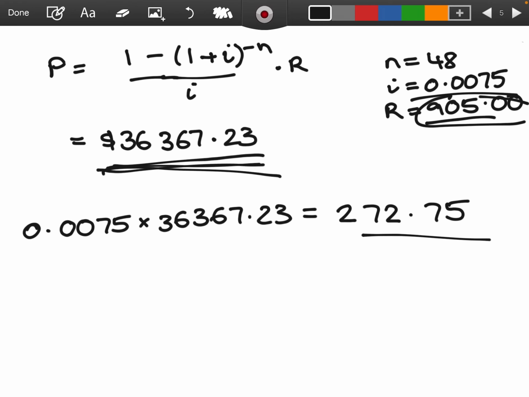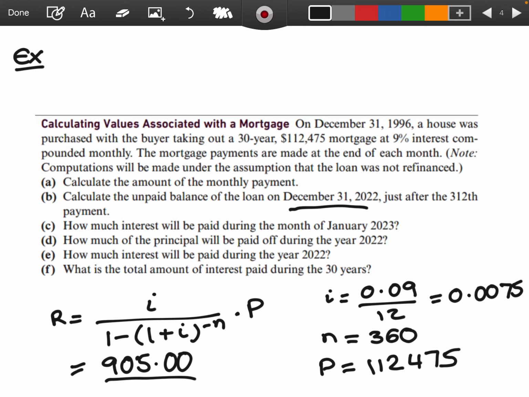Okay. If we would have done this calculation for a much earlier payment, much earlier in the life of the loan, so in the first year or two, you would get a much higher number here, which would mean that the majority of that $905 was going straight to interest. The next part of the problem says how much of the principal will be paid during 2022.